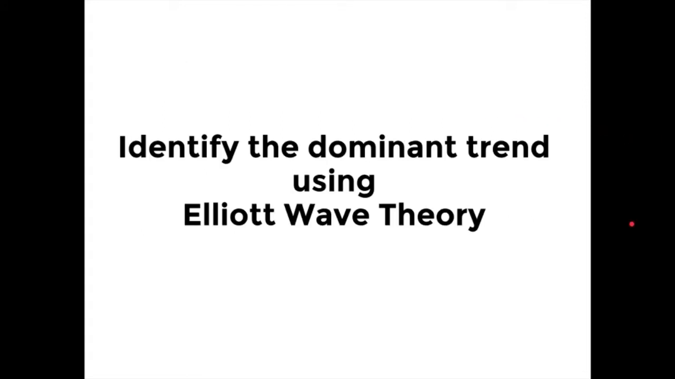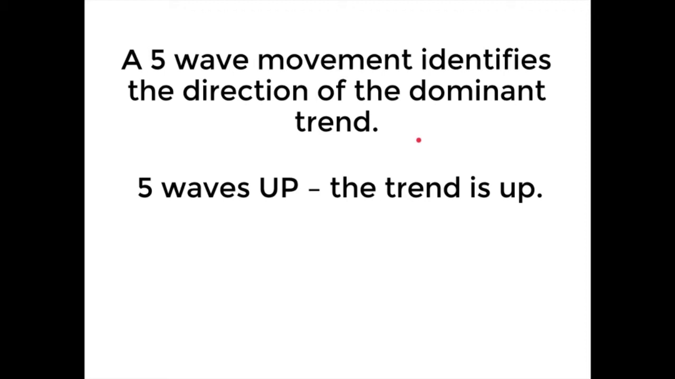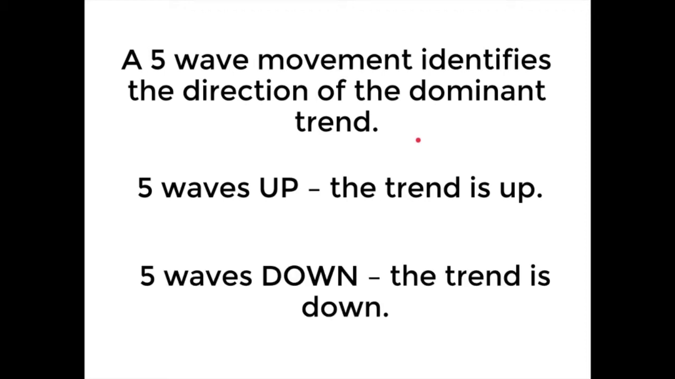So here is the first module. This is identify the dominant trend using Elliott Wave theory. Let's just nail down what a trend move means. A 5-wave movement identifies the direction of the dominant trend. 5 waves in the direction of the trend. That identifies the dominant trend. Anything that happens after that, you know that the impetus of the market is towards that 5-wave movement. So you'll get corrections against that movement, but the power in the market is towards the 5-wave movement. So 5 waves up identifies the trend as up, and 5 waves down obviously identifies the dominant trend as downwards.